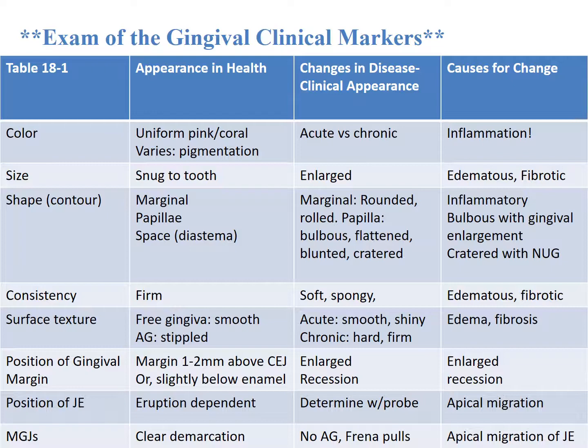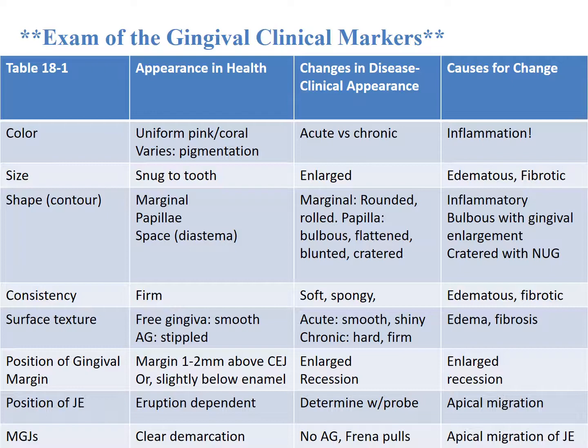Then our consistency. It should be firm, but if we see that it's soft and spongy, we're going to note that there's some edema in there or that it's fibrotic. Then our surface texture is going to be, acute is going to be smooth and shiny. Okay? So red, smooth, and shiny. So start putting these words together. Okay? Chronic is going to be hard and firm, almost kind of leathery.